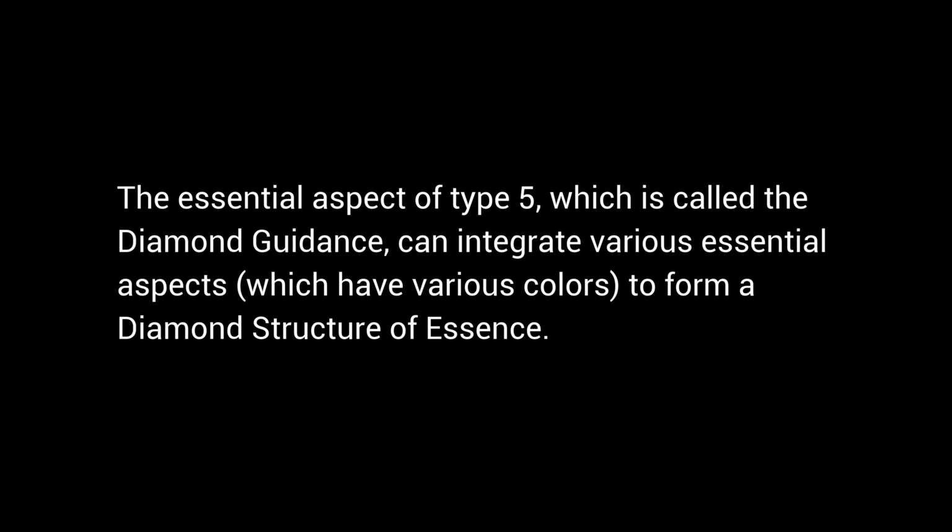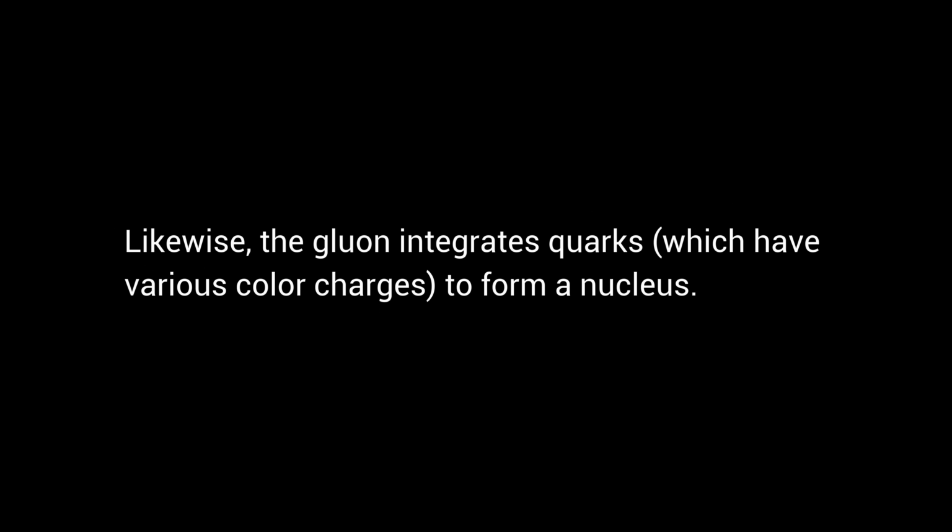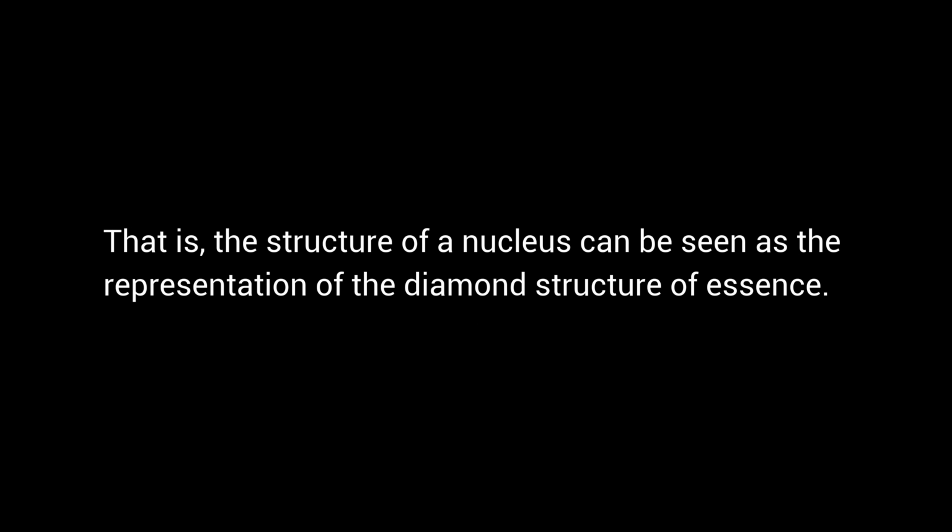The essential aspect of type 5, which is called the diamond guidance, can integrate various essential aspects, which have various colors, to form a diamond structure of essence. Likewise, the gluon integrates quarks, which have various color charges, to form a nucleus. That is, the structure of a nucleus can be seen as the representation of the diamond structure of essence.